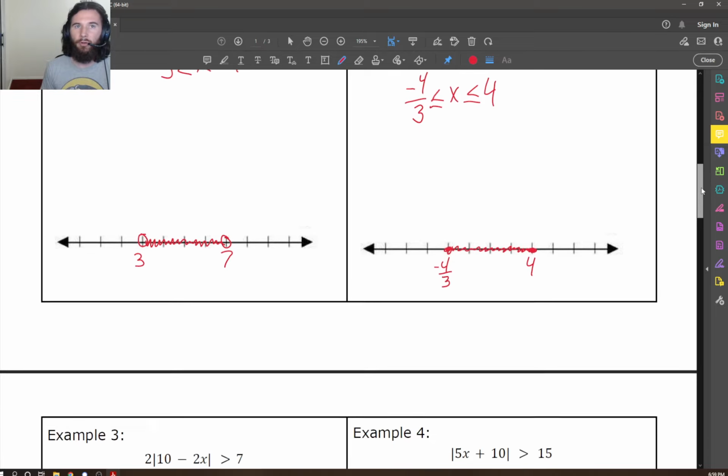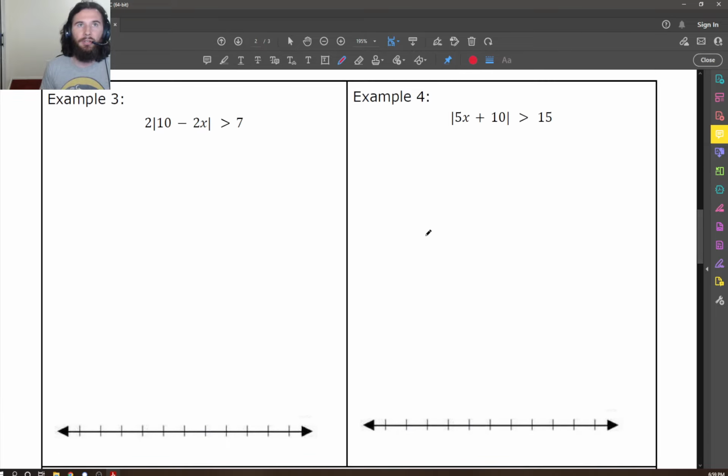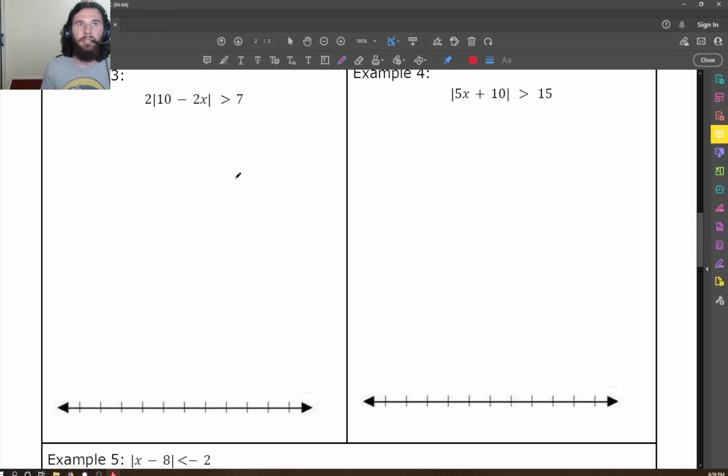All right, flip your paper over to the other side. Let's look at example 3. 2 times the absolute value of 10 minus x is greater than 7. So now we actually have to isolate the absolute value, don't we? So let's divide by 2. And we get absolute value of 10 minus 2x is greater than 7/2. Again, don't worry, it's just a fraction, it's okay.